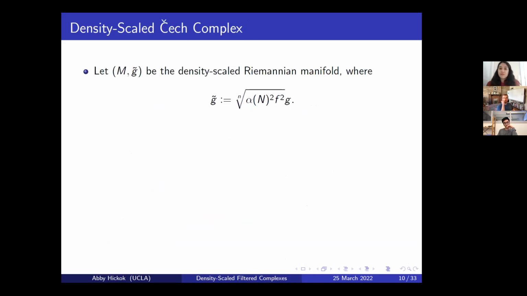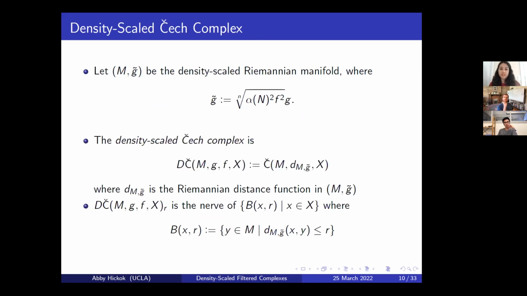Okay, so now that we have this idea of a density scaled Riemannian manifold, this brings us to a density scaled Čech complex. The density scaled Čech complex is defined to have these parameters M and G, the Riemannian manifold, the density F, and the point cloud X. And it is just the Čech complex if it were to be built in the density scaled Riemannian manifold. Another way of saying this is that at filtration level R, it's the nerve of the set of balls of radius R, where here we're talking about, of course, geodesic balls in this density scaled Riemannian manifold.